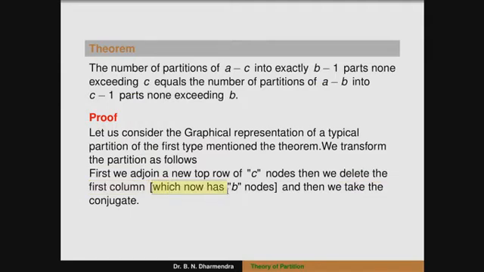So the number of rows is in terms of B. When I have to delete, that can be written as in terms of B that is less than or equal to B, and the number of columns must be C minus 1 parts. When I take the reciprocal, that can be written as the number of parts of the partition A minus B into C minus 1 parts none exceeding B. Now we can take an example, so you can easily understand this theorem.